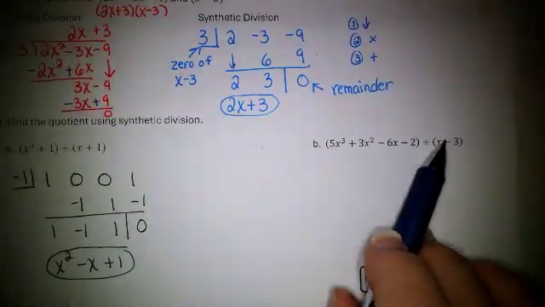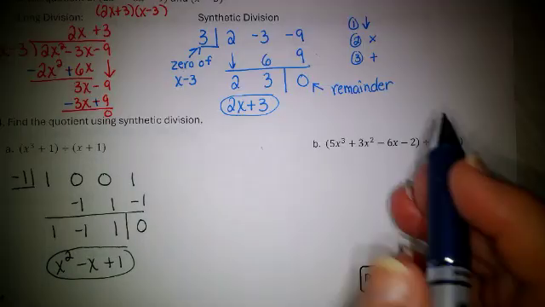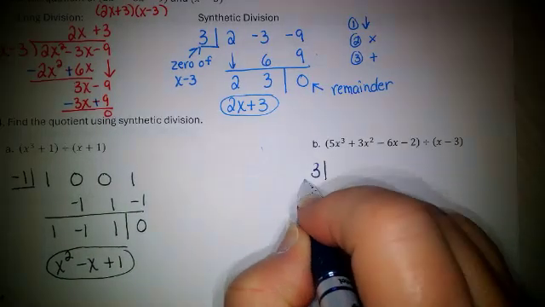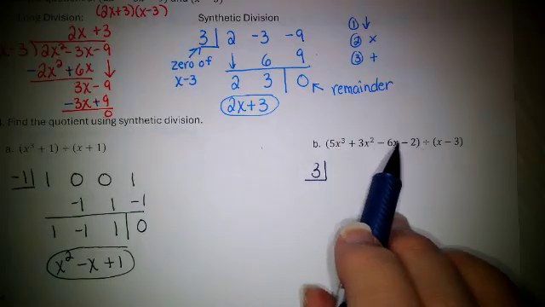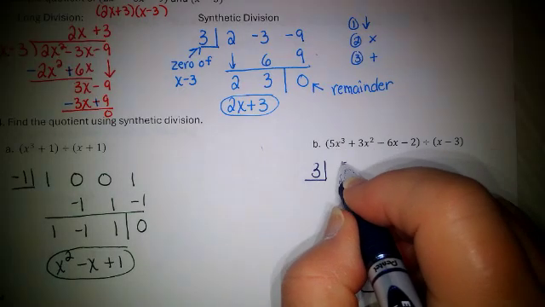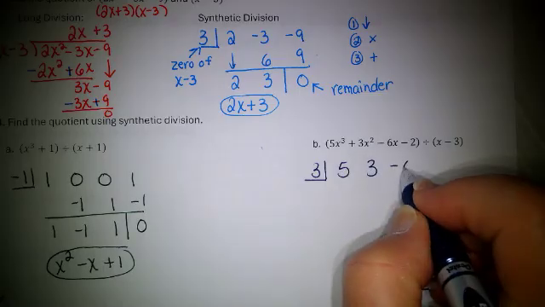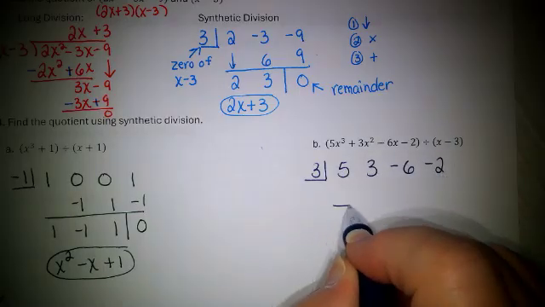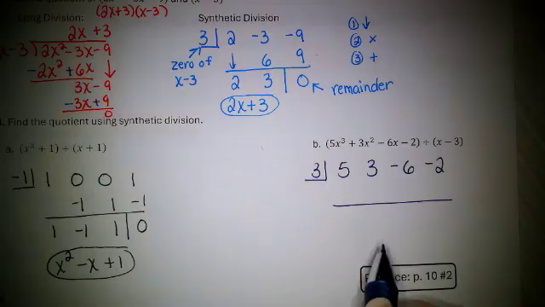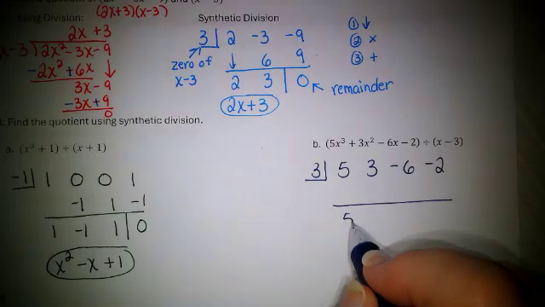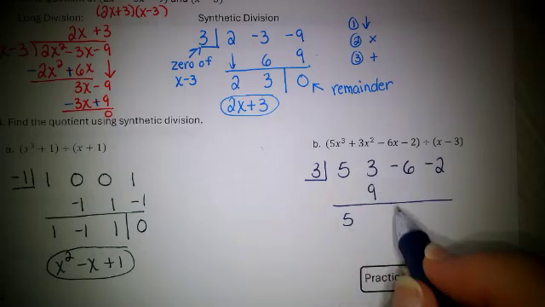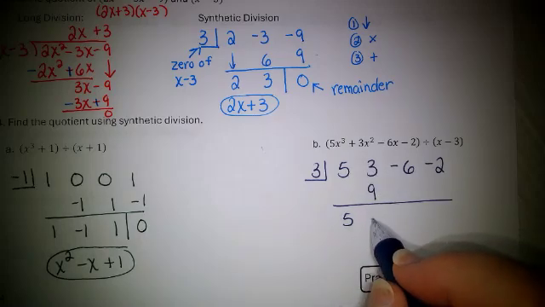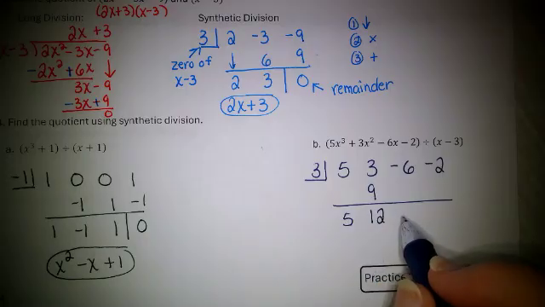What is the 0 of my factor? It's 3. And now list only the coefficients. Notice I have cubed, squared first, and 0. So I don't have to put any zeros. I have all the powers represented. Bring it down. 5. 5 times 3 is 15. 9 plus 3 is 12.